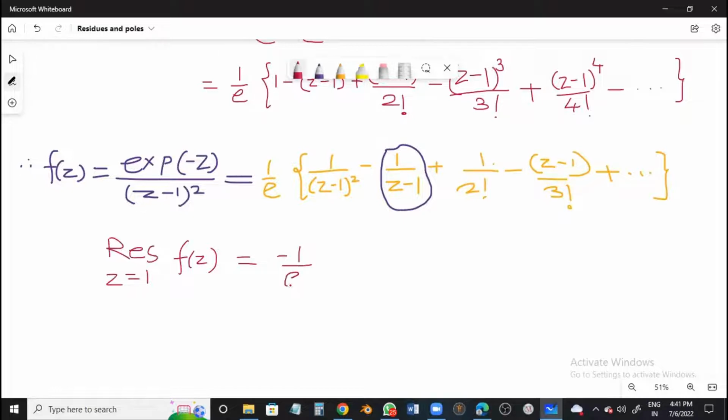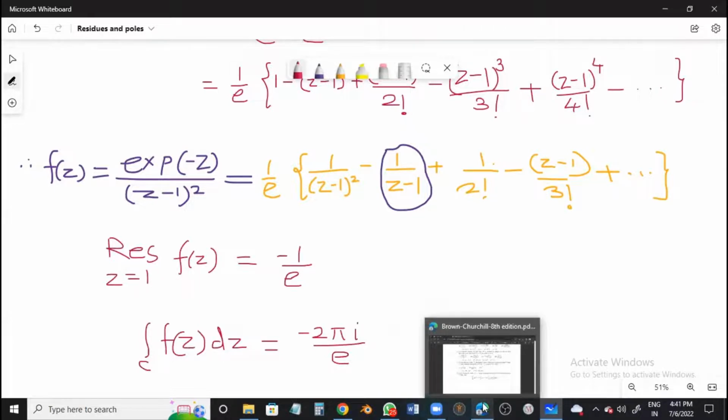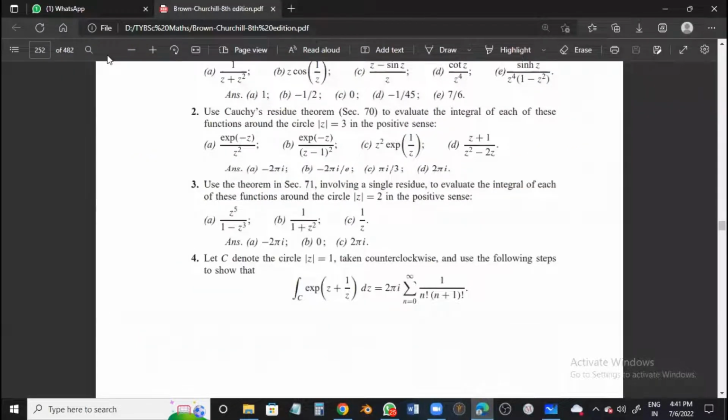Minus 1 by e. Yes. So the residue is minus 1 by e, and therefore what will be the integration according to your formula? Integration over C of f of z dz will be equal to 2 pi i times the residue. So what is it? Minus 2 pi i upon e. Followed? Yes, ma'am. So you can check here, it is minus 2 pi i upon e.